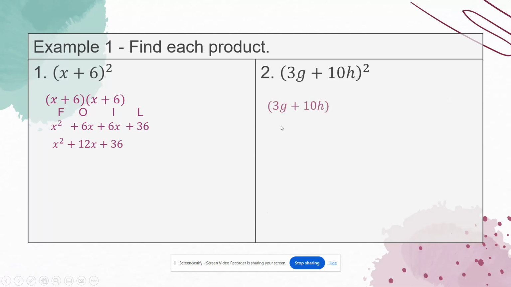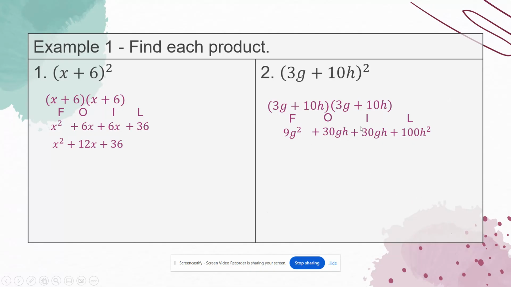Okay, I would still write it out as repeated multiplication. 3g plus 10h times 3g plus 10h. Two binomials. When I'm multiplying them, I FOIL. 3g times 3g would be 9g squared. 3g times 10h would be 30gh. 10h times 3g would also be 30gh. And 10h times 10h would be 100h squared.